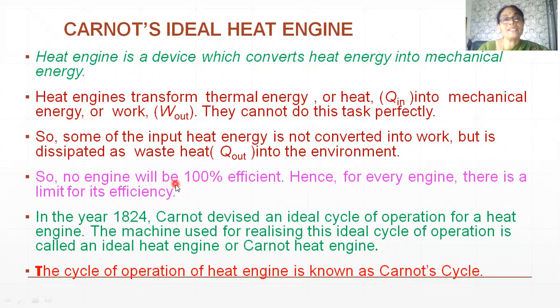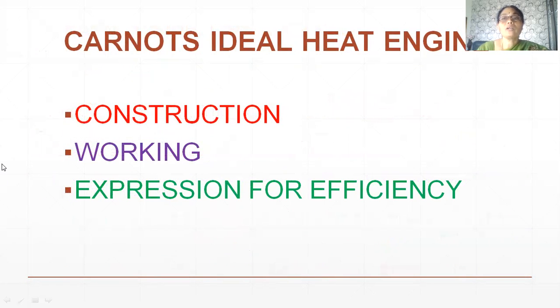In order to overcome this, or in order to improve the efficiency of a heat engine, for the first time in the year 1824, the French engineer Carnot devised an ideal engine which is named after him as Carnot's ideal heat engine or Carnot's heat engine. And the cycle of operation of this heat engine is known as Carnot's cycle. Now let's discuss this Carnot's ideal heat engine under these three subtopics: construction, working and expression for efficiency.